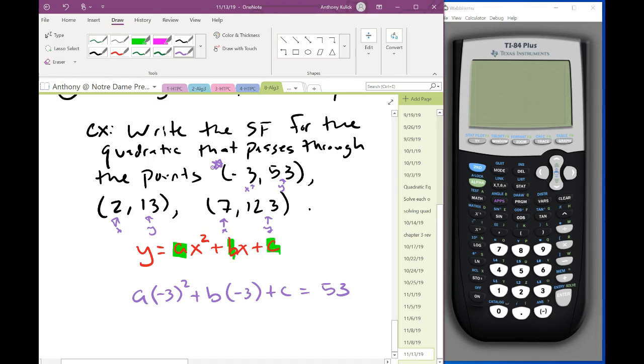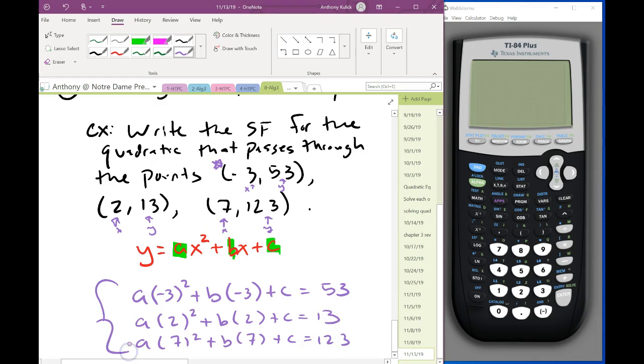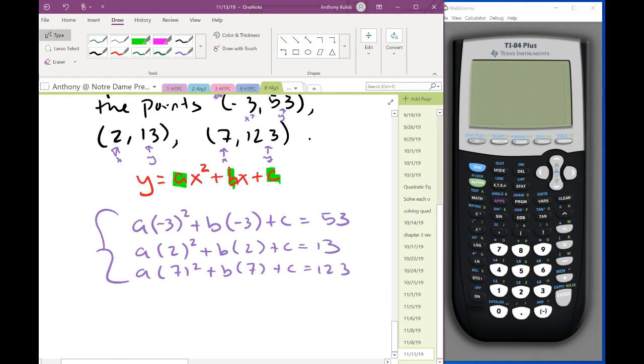And now I'll just do that 2 more times. So if I use the point 2, 13, I get that equation. If I use the point 7, 123, I get that equation. And there's my system. How do you want to solve this system? Yeah, let's do that Gaussian elimination.